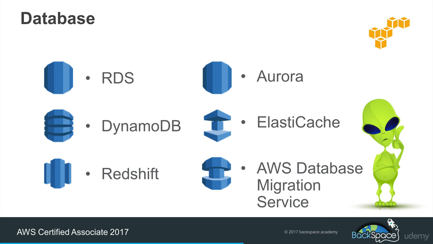In the database category, we have first off the Relational Database Service, or RDS, and that provides database platform as a service, and that's for a number of database engines including Oracle, Microsoft SQL Server, MySQL and variants of MySQL including MariaDB, and PostgreSQL. That list is changing regularly, so make sure that you have a look at the RDS section of the AWS website and see whether any new engines have come up.